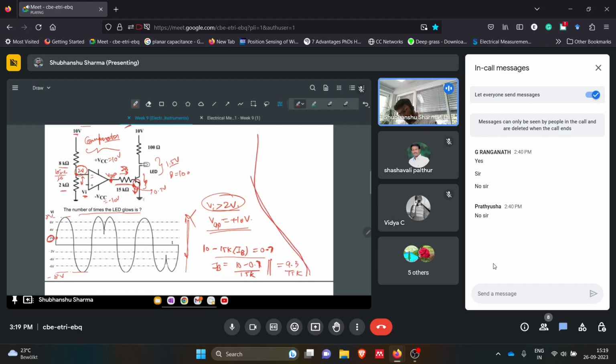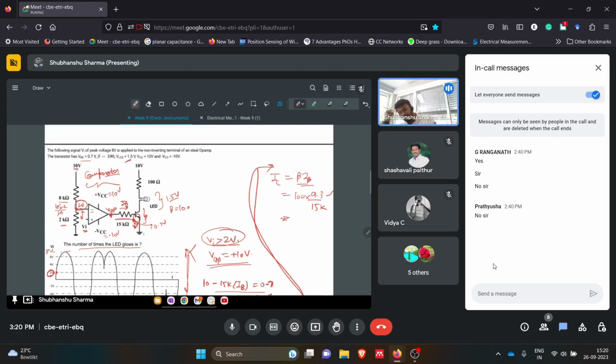Now let's come to this point. We have the value of IB, so now we can calculate IC from that. What is IC? Beta IB, for a transistor in the common emitter configuration. So beta is 100, into 9.3 by 15k. If we solve this, we have IC here.